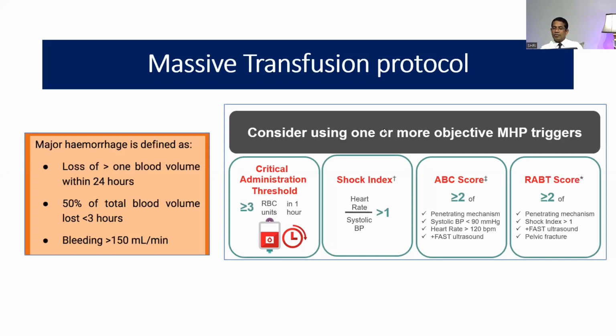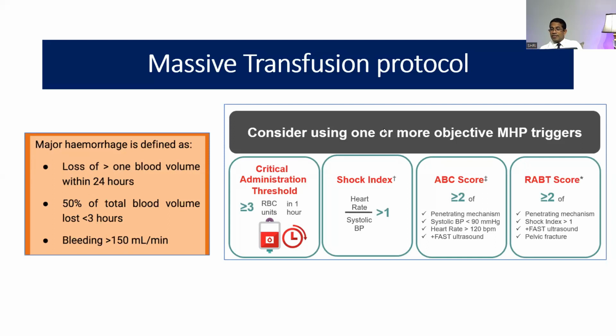How do you identify? There are set scores. We usually follow this ABC score. If you have 2 scores out of 4, then you can activate massive transfusion protocol depending on the clinical situation. What are those? Penetrating mechanism, systolic blood pressure of less than 90, heart rate of more than 120, and positive FAST. If 2 signs out of 4 are positive, then you can activate massive transfusion if the patient has significant trauma.